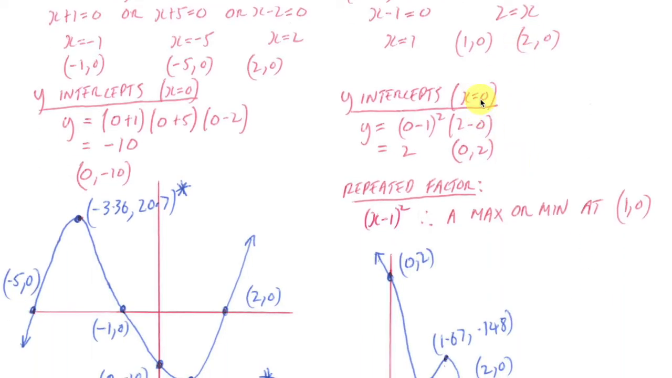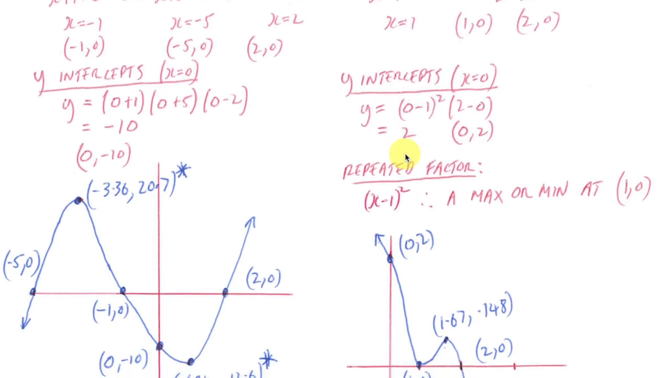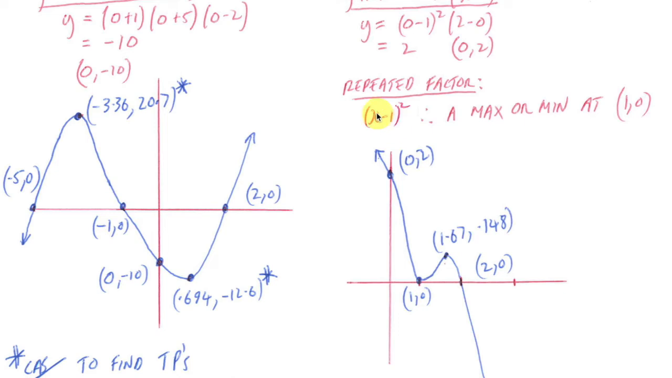Y-intercept, just plug in x equaling 0 to get y equaling 2 for that. Now I've got a repeated factor. Because I've got this x minus 1 squared, what I'm going to get at the position 1, 0 is either a maximum or a minimum. So it's going to be a turning point because it's an even power. But we're either going to have a minimum or we're going to have a maximum.